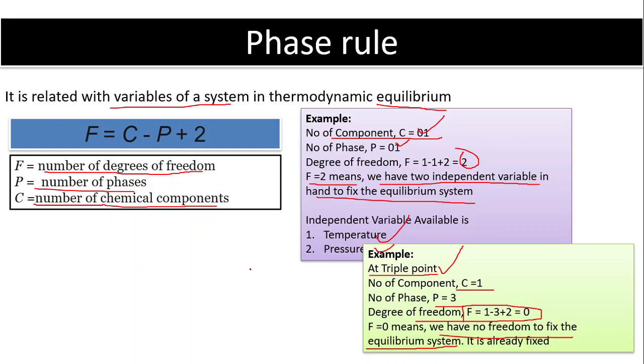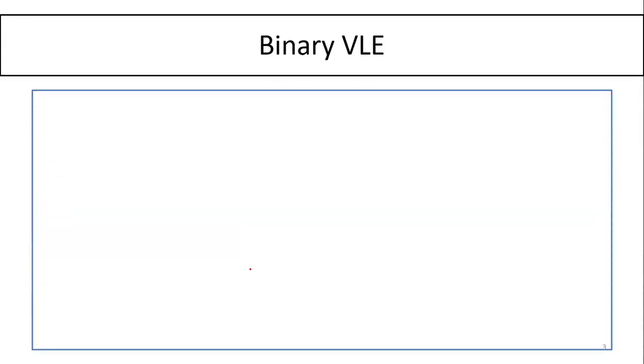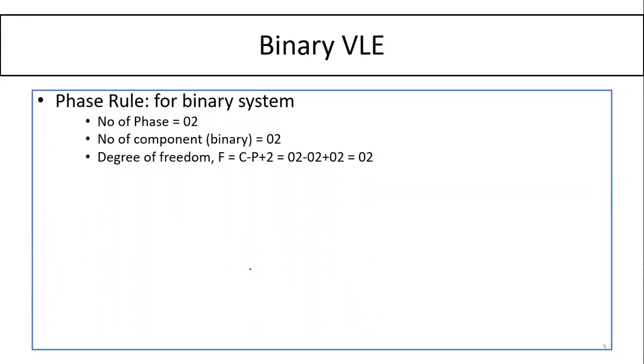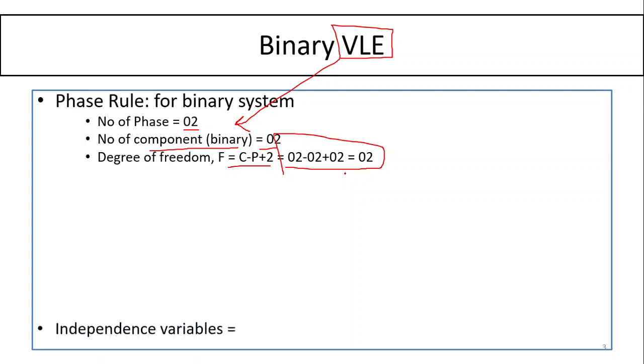So similarly, we can go for the binary system also. The phase rule is very important to tell about the number of equilibrium variables, that is, the number of variables required for the equilibrium. So for the binary system, if you are going for the phase rule, the number of phases in the vapor-liquid equilibrium is two here. One phase is vapor, one phase is liquid. The number of components, because we have taken the binary system, is 2. Putting these two values in C minus P plus 2, we will observe that the F value, that is the degree of freedom value, is 2. So we have a degree of freedom of 2.